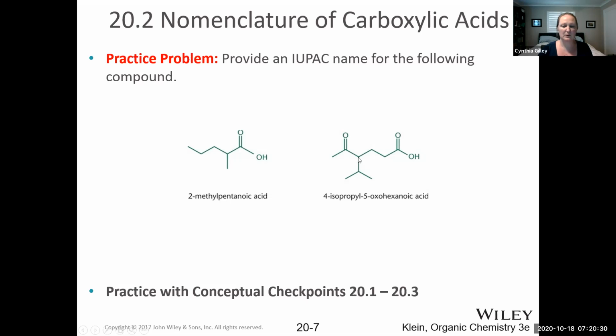parent. So we will go over here to carbon 5 and carbon 6. So then we end up with an isopropyl substituent and an oxo substituent. I comes before O alphabetically, so it becomes 4-isopropyl, 5-oxo hexanoic acid. If you'd like to practice nomenclature further, refer to conceptual checkpoints 20.1 to 20.3 in your Klein textbook.